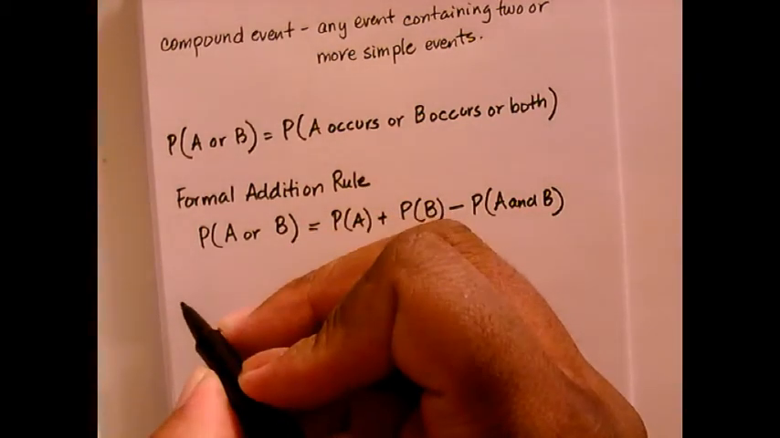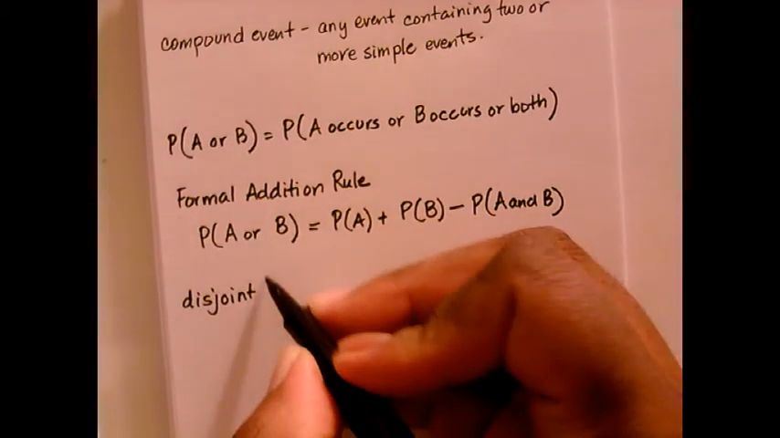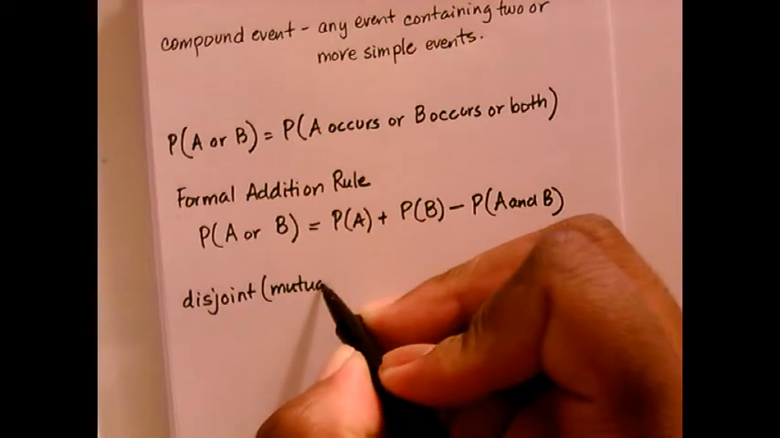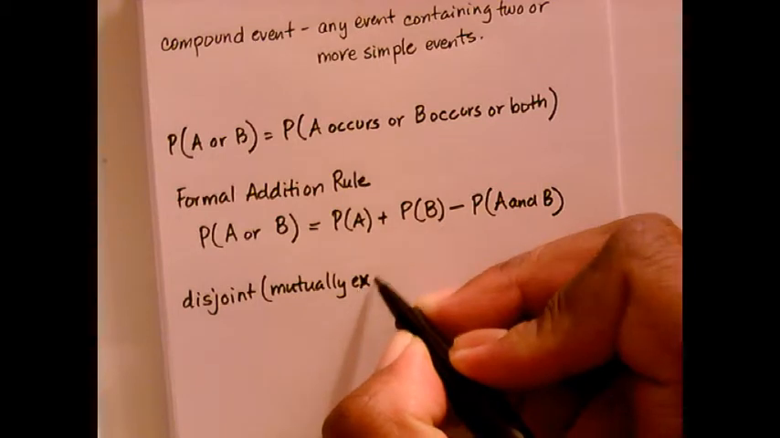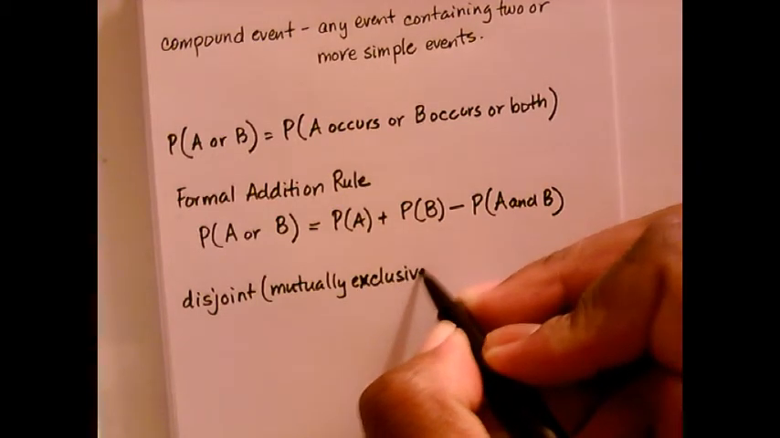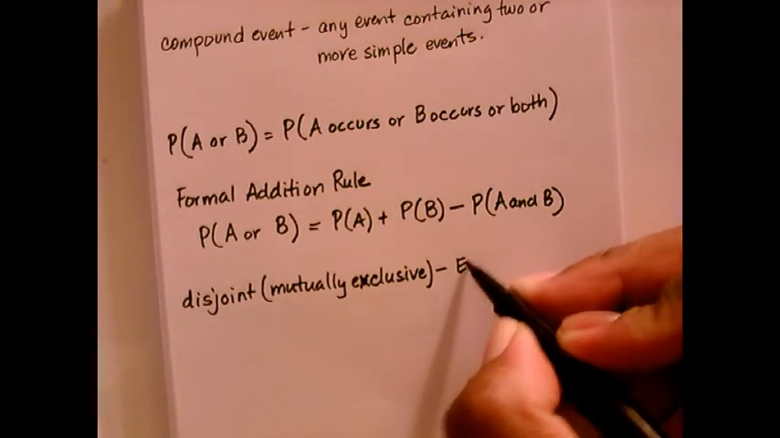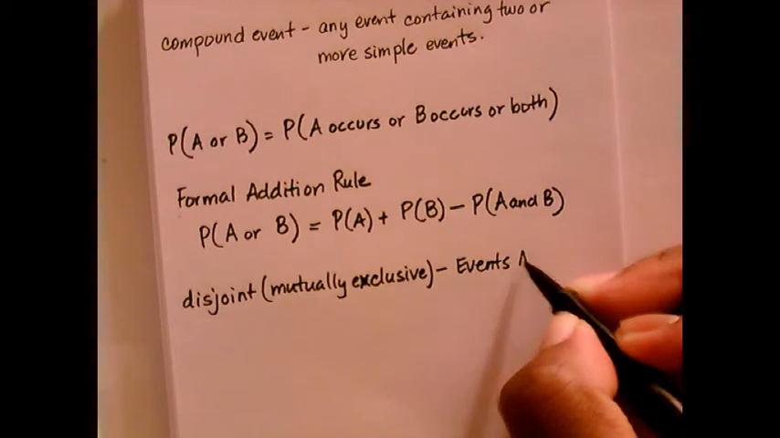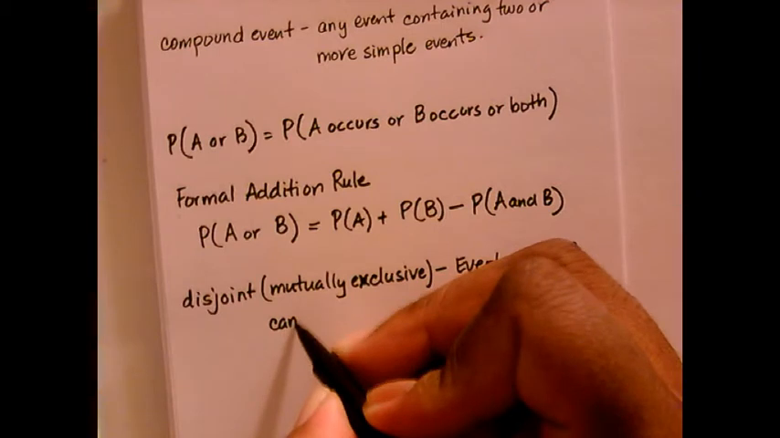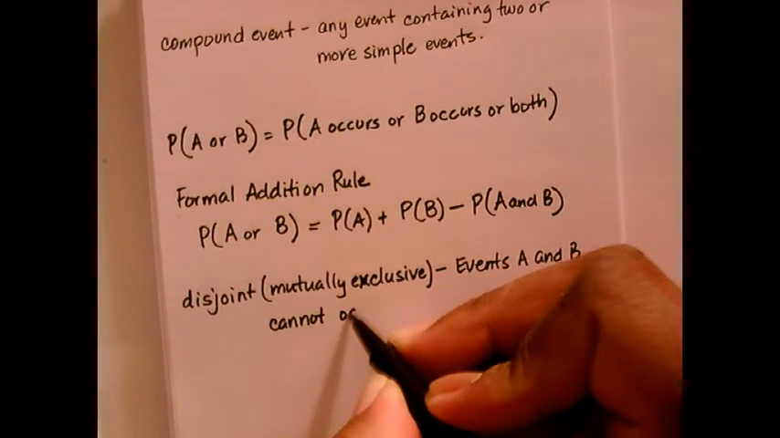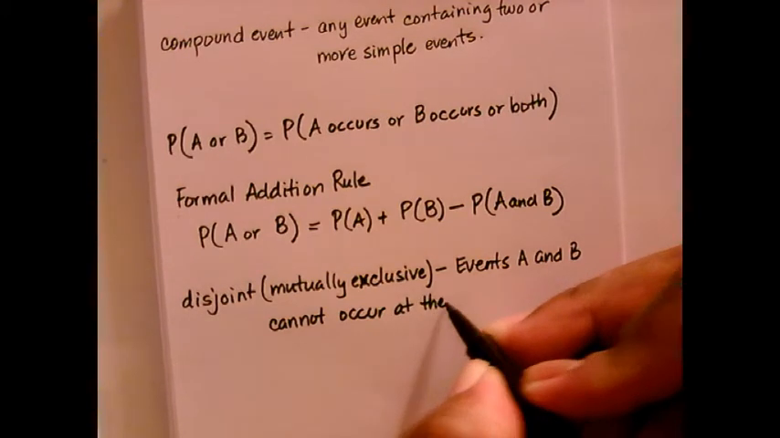Alright, now I do need to introduce another definition, and that definition is going to be disjoint, which can also mean mutually exclusive. Anything that's disjoint means this: events A and B cannot occur at the same time.